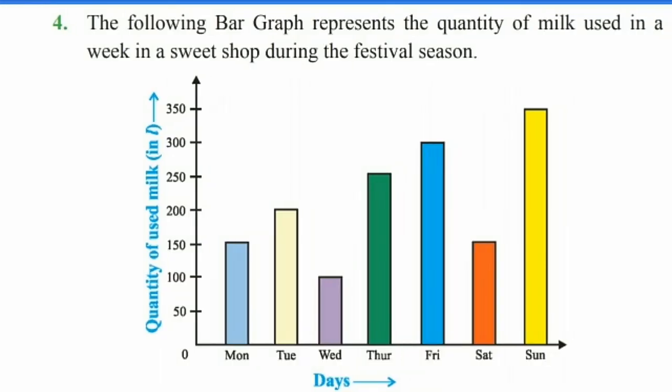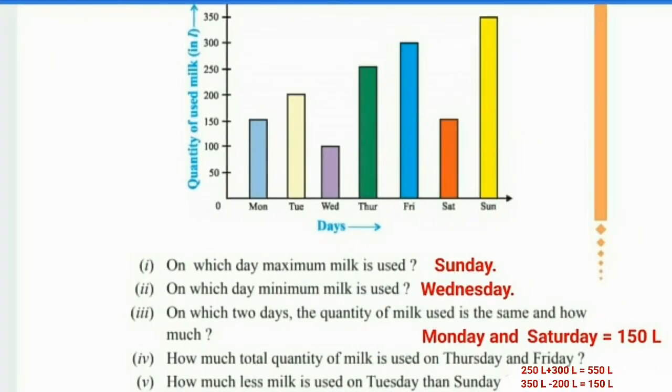Next, we are given a bar graph. Let's read it. Here we are given some questions related to this bar graph. First, on which day is maximum milk used? So the answer is Sunday. You can see the yellow bar is the longest among all. So this shows the milk used is maximum on Sunday. Second, on which day is minimum milk used? So the answer is Wednesday, which is the purple colored bar.